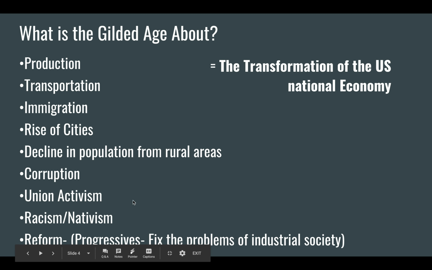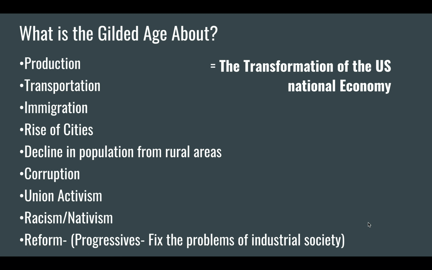There are some big unions that start to develop that are still around today, and in many cases they form protests that turn deadly in some cases. So you'll be reading about that. We talked a little bit about nativism, but then also racism. And then all of those things are going to lead to reform. And that will be in module 5 when we talk about progressivism. So we have all of this yucky stuff that's kind of gilded with gold. And then later on, we have these progressives who want to fix the problems of the industrial society.